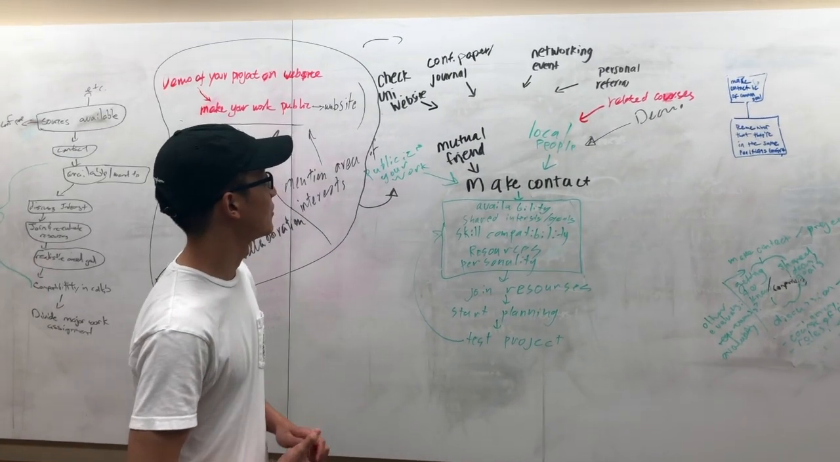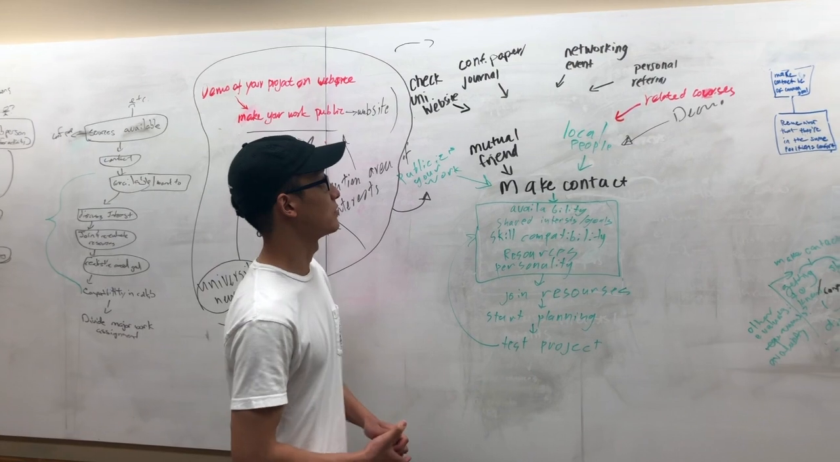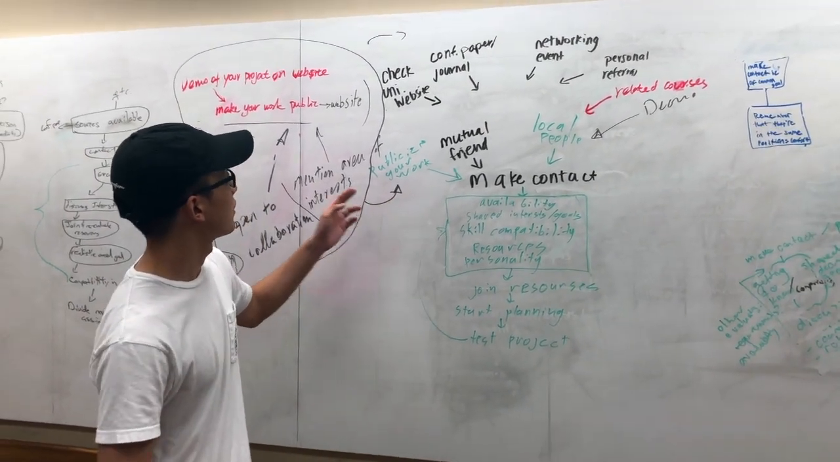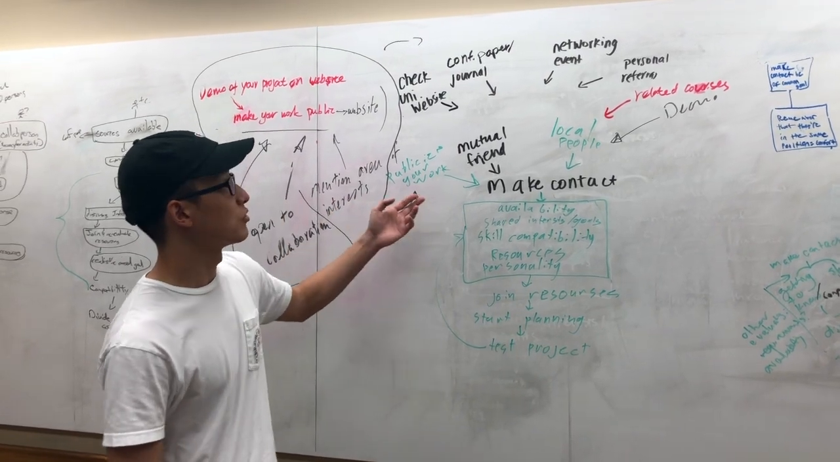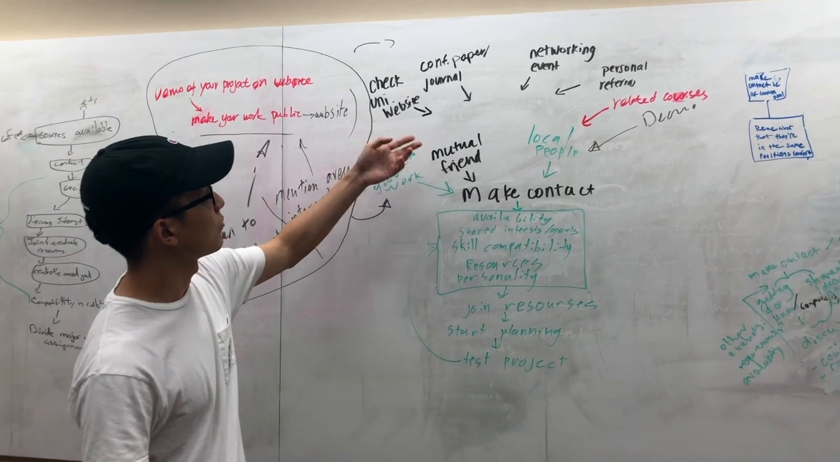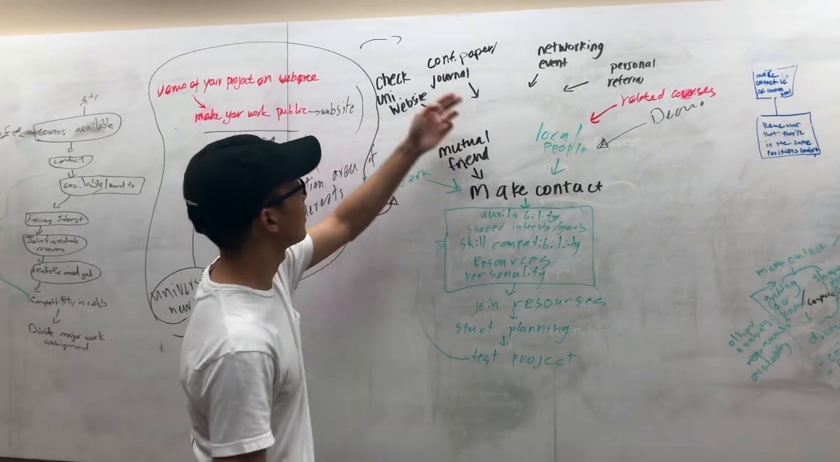Okay, so the first step is to try to make contact with the potential collaborators. So we have different ways. First, we can make our own project public to the potential collaborators, and we can check the university website to find potential collaborators.